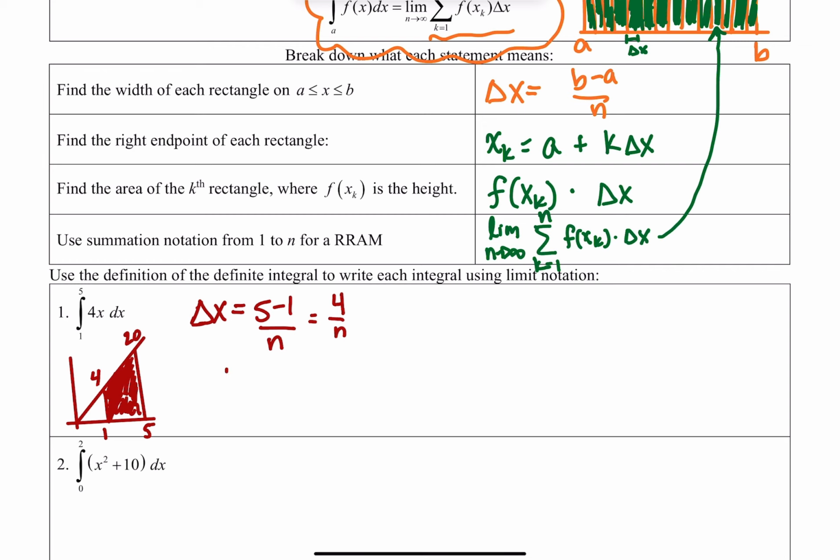Now the right endpoint, it's just going to be my a value, so where I'm starting. So that's going to be 1 plus k times my delta x, my interval, or 4 over n. I'm going to rewrite that so that it looks like 4k over n. That's going to be x sub k.